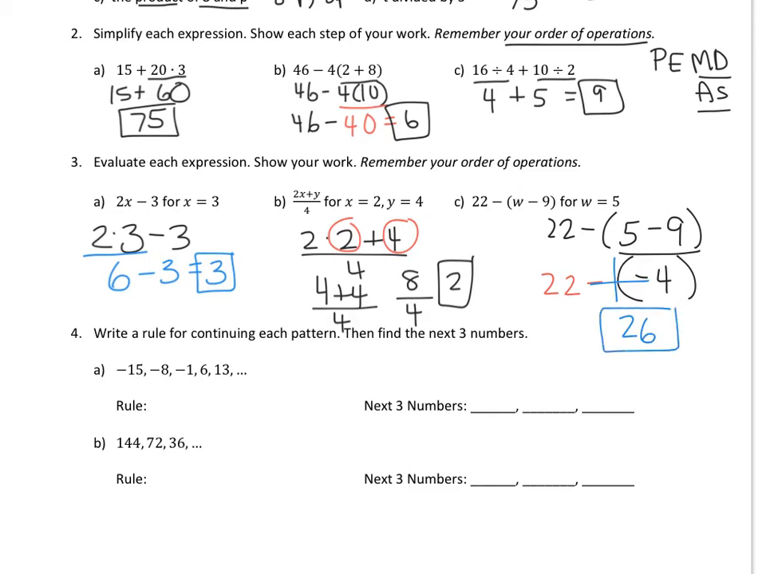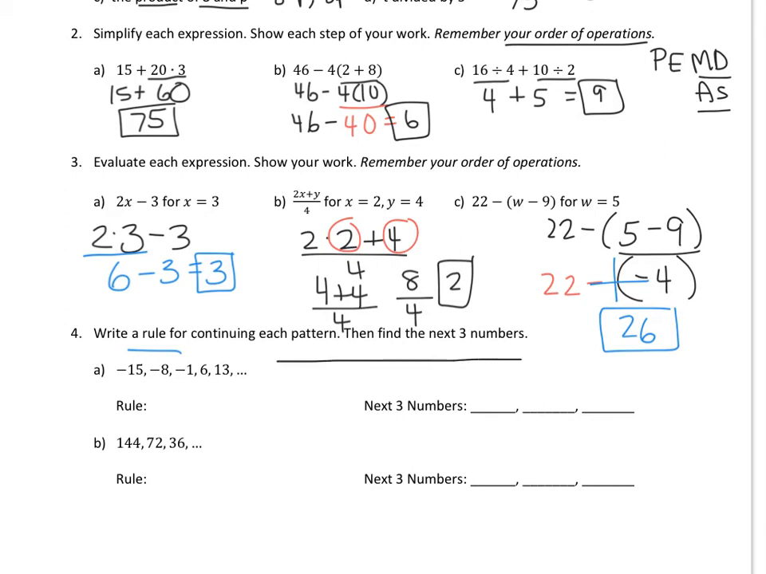And then number 4, write a rule. So a rule would be, are we adding 5, multiplying by 6, subtracting 7, multiplying by 2, dividing by 3. What is the pattern? So what am I doing to go from negative 15 to negative 8? Well, I know that the number is greater. So negative 15 to negative 8, the number is going up.